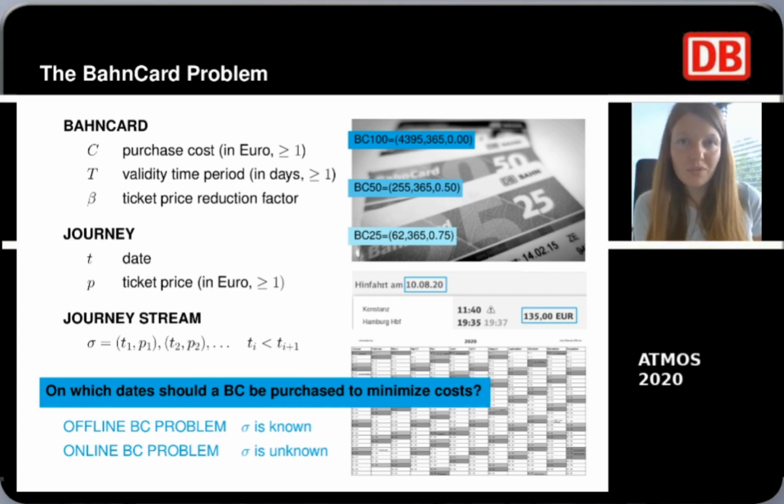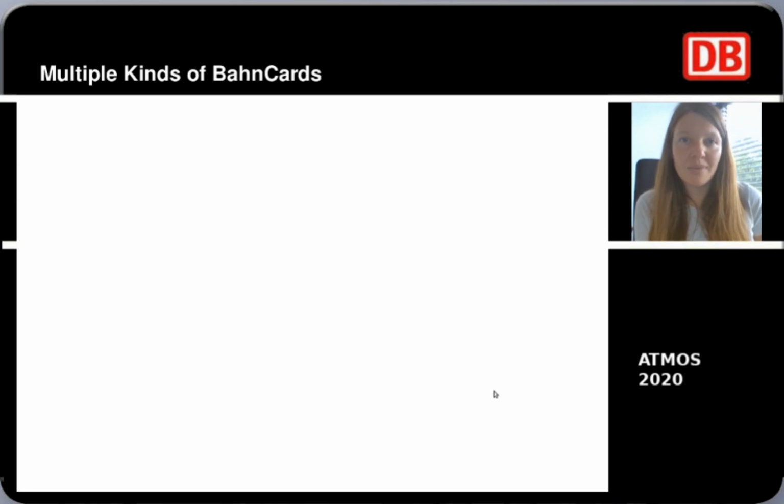But there's one issue with the original BahnCard problem formulation, and that is that it only considers or allows one type of BahnCard. But as we just have seen here, there are actually multiple purchase options available, and also in related applications it's usually more complex than just to have this one option. And now the goal of this talk will be to introduce you to the multi-kind BahnCard problem and discuss some initial theoretical and practical results.